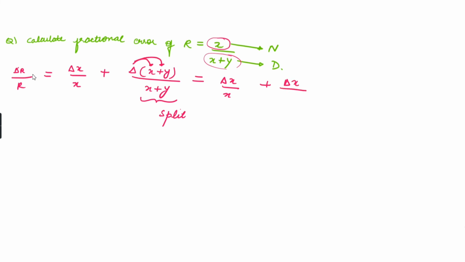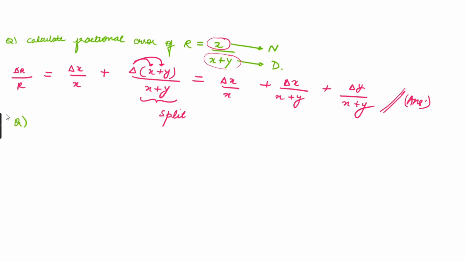Is equal to del x by x plus, bring this, open this bracket, we will get del x by x plus y, which is the denominator as such, you write like that, plus del y by x plus y as such. So this becomes the final answer.